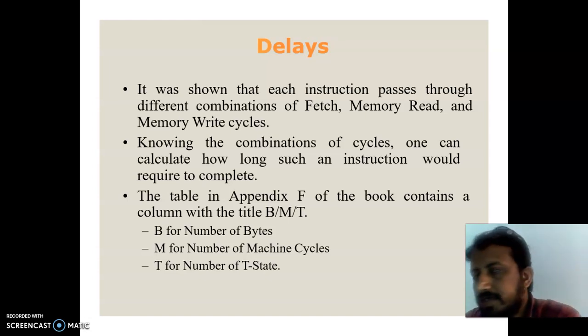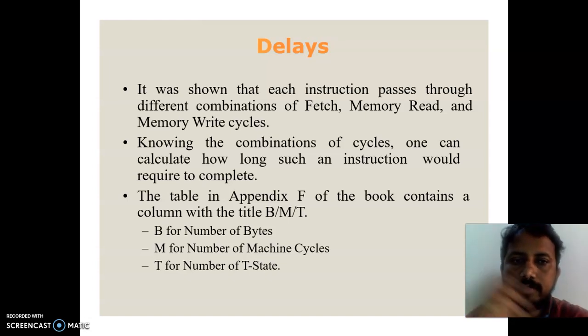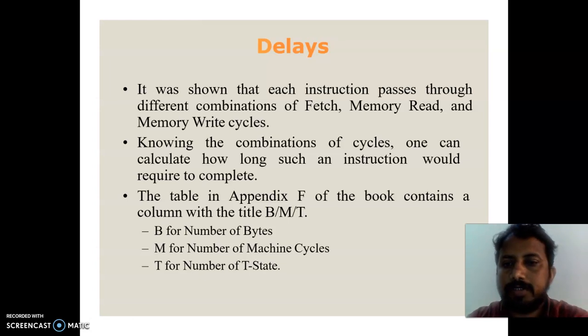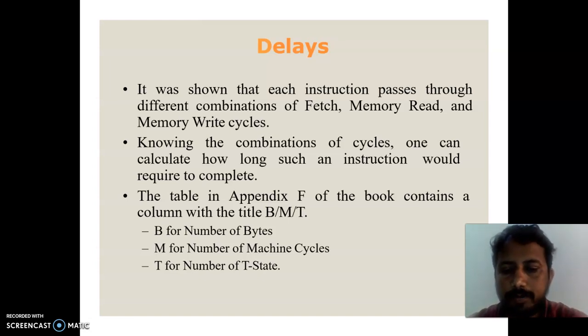A delay is nothing but the amount of time required to process the next instruction. When the first instruction has been completed, and the next instruction comes, how much delay is there? So delay is nothing but a time gap between one process and the other process.